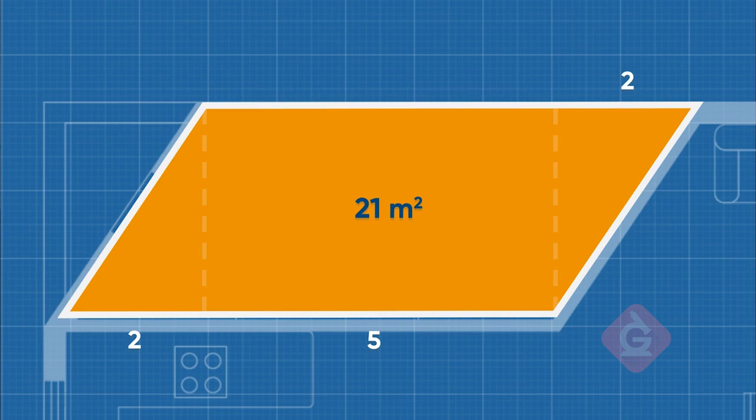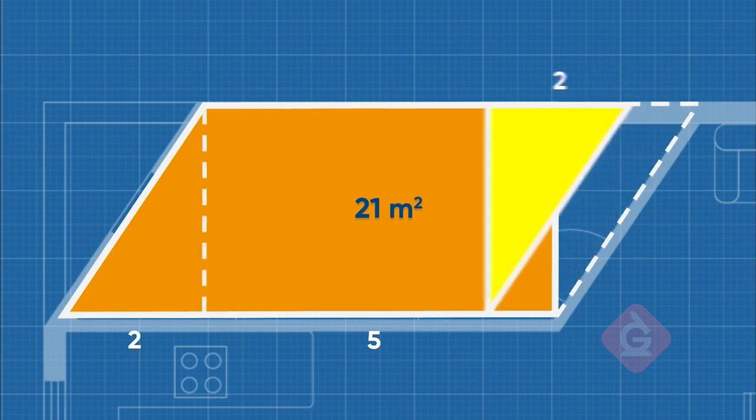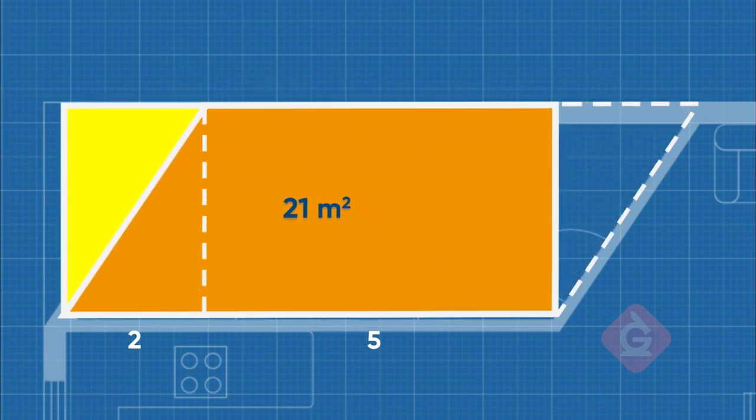Excellent. So remember how in math there's often more than one way to solve a problem? Well, check this out. If we move one of these triangles to the other side, we get a rectangle, which we can find the area of in one simple step, length times width.